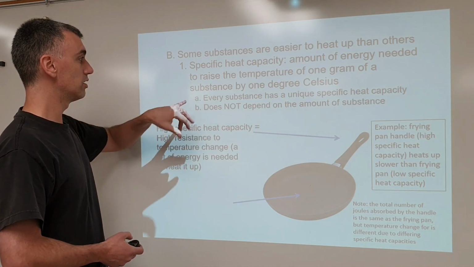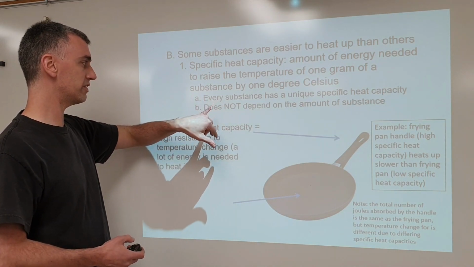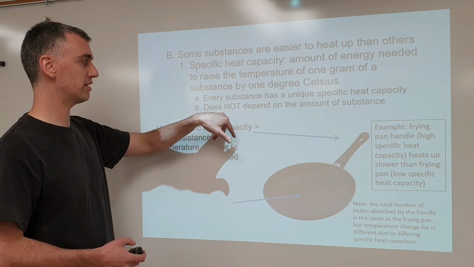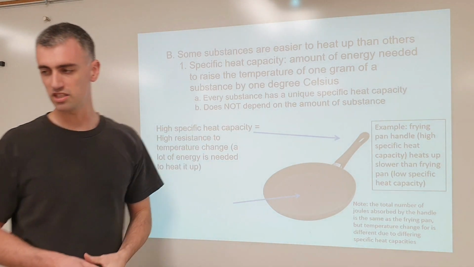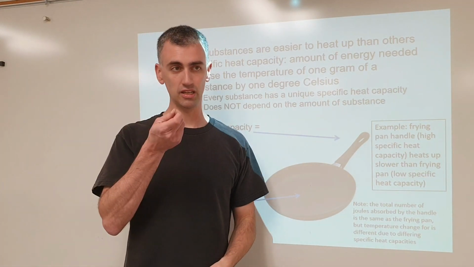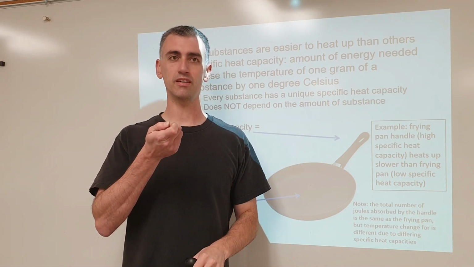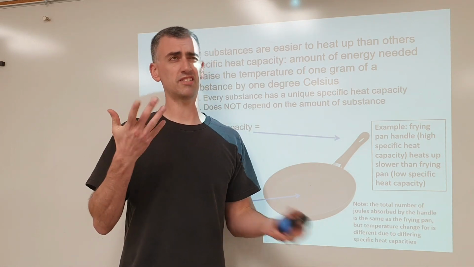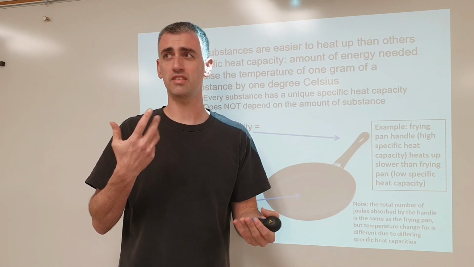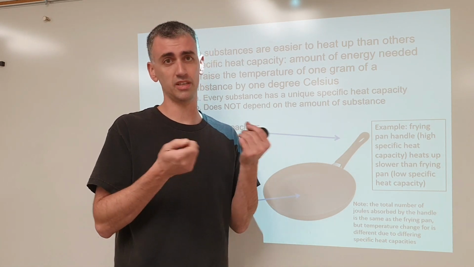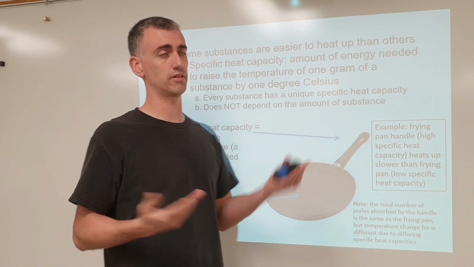So every substance has a unique specific heat capacity. It does not depend on the amount of substance, as in the specific heat capacity of a penny is no different than the specific heat capacity of 1,000,000 pennies. Or I guess the Statue of Liberty is a similar composition to a penny. So the Statue of Liberty and a penny will have roughly similar specific heat capacities because they're made of basically the same stuff.